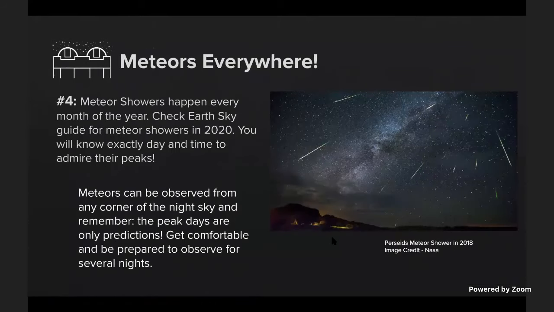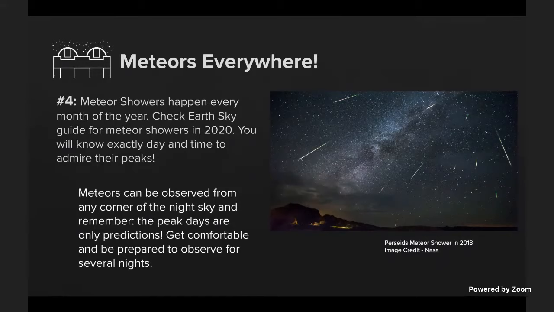Number 4, meteors everywhere. Meteor showers, or popularly known as falling stars, happen almost every month. However, they can be observed at different times of the day and week depending on where you live. And you might want to check first from which hemisphere the meteor shower will be mostly visible, and what day and time zone the peak will happen. It is worth checking the website Earth Sky Guide to Meteor Shower 2020 or other sources.